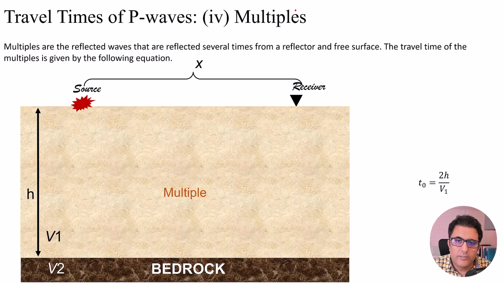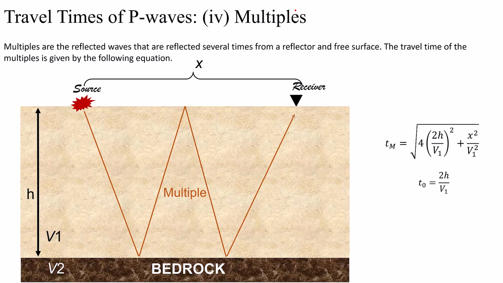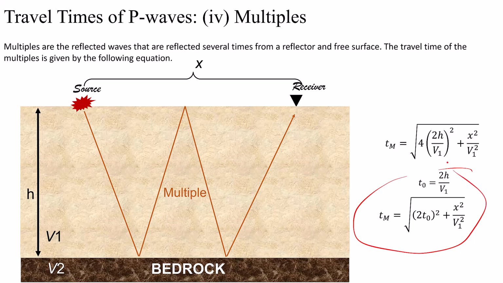In addition to primary reflected waves, we have multiples. Multiples are those waves that are reflected between the subsurface and the surface multiple times. For example, the equation for the first multiple is given by this equation. And again, T0 is 2h over V1.